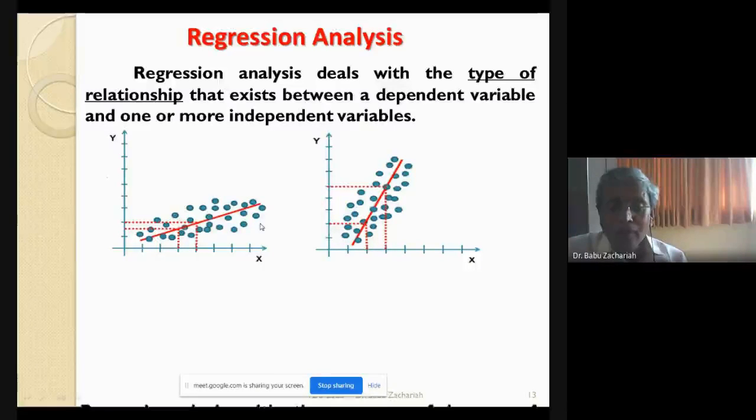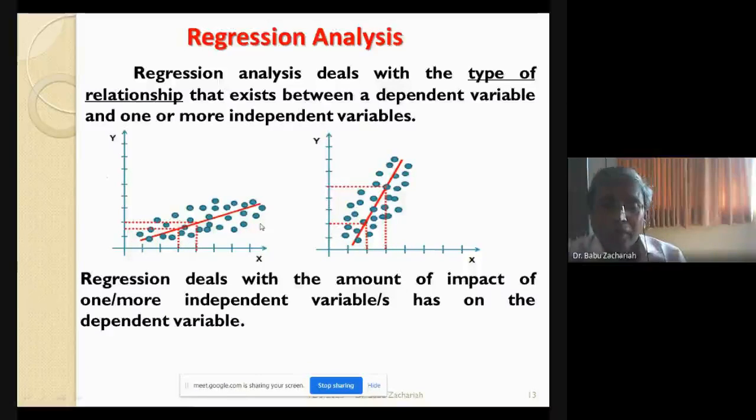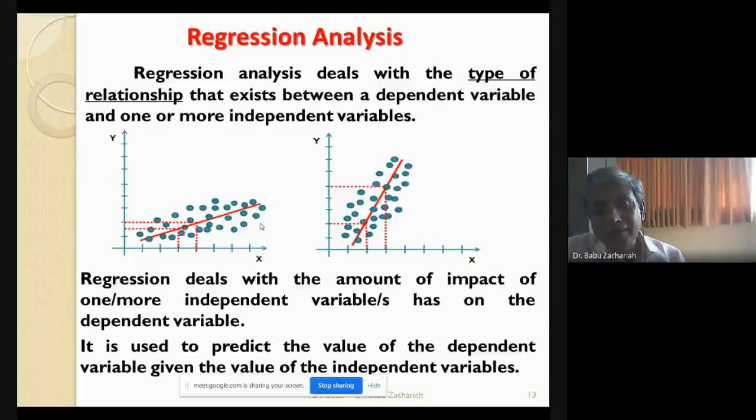Whereas in correlation, what are we bothered about? We are bothered about the closeness of the points to the line. Here we are bothered about the slope of the line. So regression deals with the amount of impact of one or more independent variables on the dependent variable. It is also used to predict the value of the dependent variable for a given value of the independent variable.